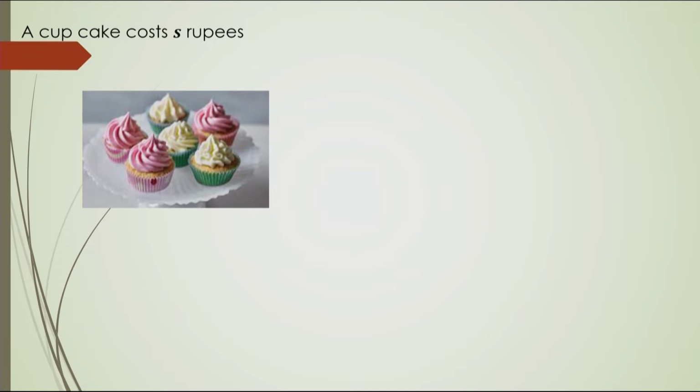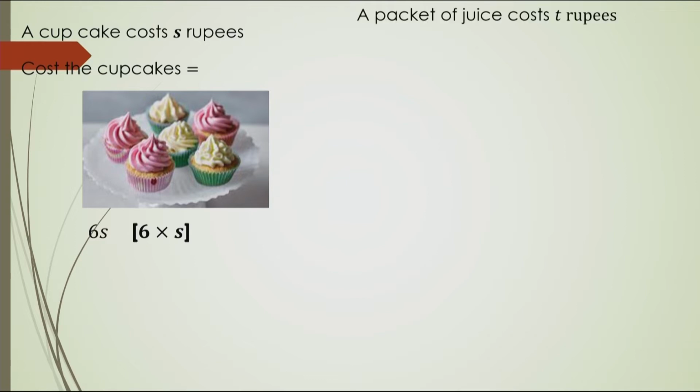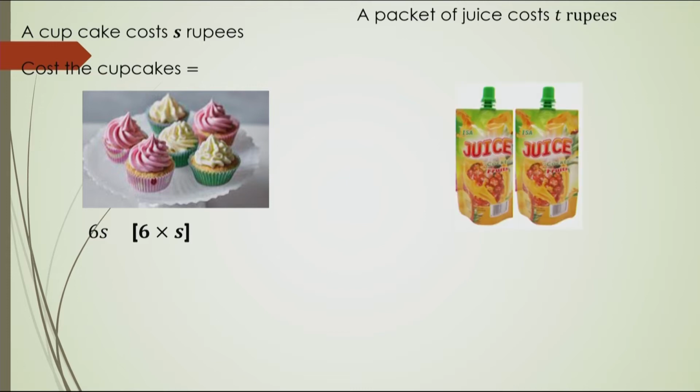So go back to the cupcakes. A cupcake costs S rupees. Cost of the 6 cupcakes, 6S. 6 lots of S. That's what I buy, 6 cupcakes. And juice. A packet of juice costs T rupees, and I buy 2 of them. So that's 2T. So I've got 6S for the cupcakes and 2T for the juice.